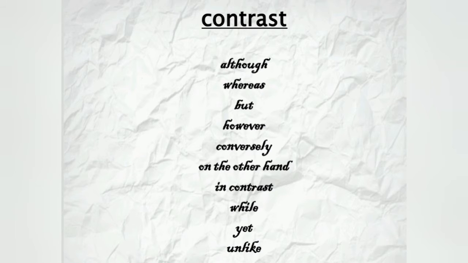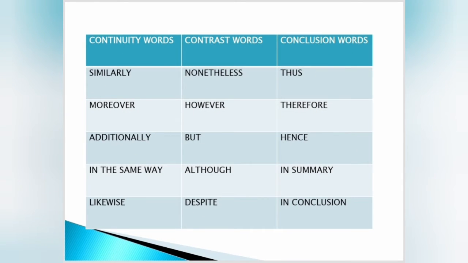And here look at the next slide, children. It talks about continuity words. What are those continuity words? When the author wants to proceed with the point further, he gives the continuity words. And contrast words are nothing but nonetheless, however, but, although, despite. And conclusion words: thus, therefore, hence, in summary, in conclusion. To put it in a nutshell, when the narrator wants to sum up his words or his arguments, he makes use of conclusion words.